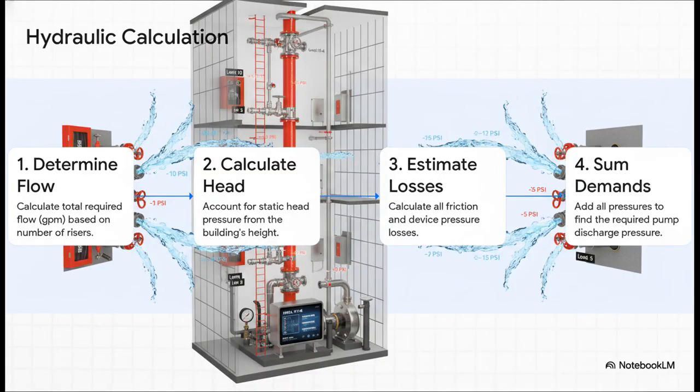Now, the calculation process itself, you can really break it down into 4 logical steps. First, you figure out your total required flow based on how many risers you have. Then, you calculate the pressure you need just to beat gravity. That's your static head. After that, you've got to account for all the pressure you're going to lose to friction. And finally, you just add it all up to find the required pressure for your fire pump.